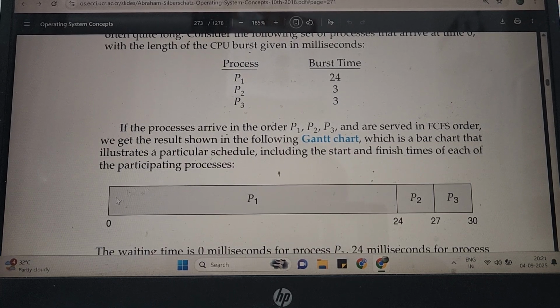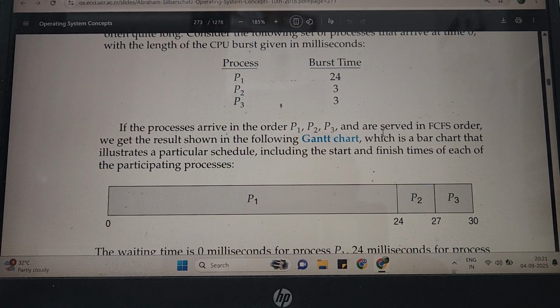So at time instance 0, we start P1, and for the next 24 time instances or time cycles or time units, we go on working on P1. Now at the 24th instance, P1 has been completed. So we go back to our queue and look at the next process, P2. So at 24, we pick up P2, which needs 3 time cycles or 3 units of time. So for the next 3 units, we work on P2. At 27, P2 has been completed.